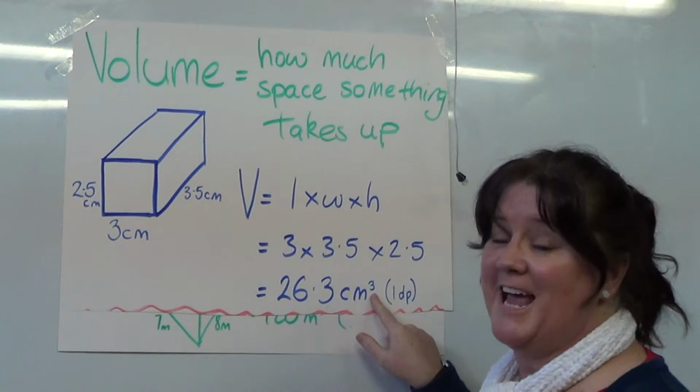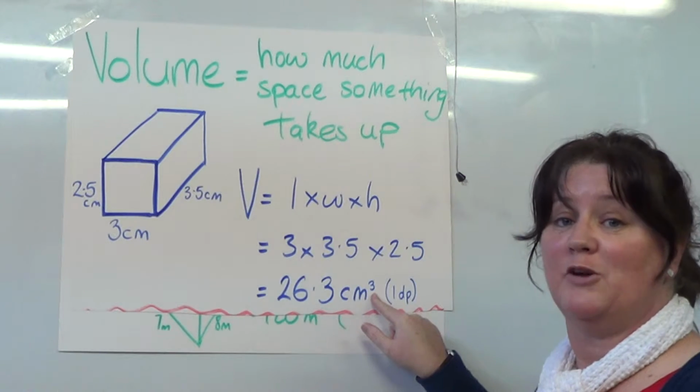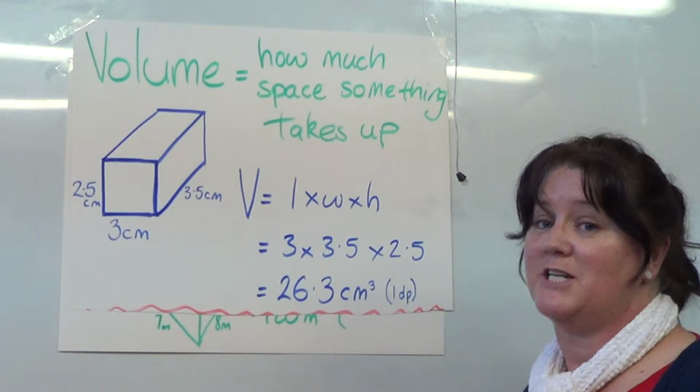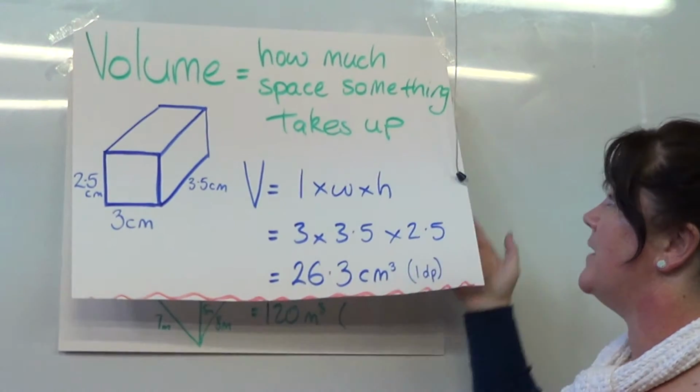We always put a 3 at the end to show that it's volume, the units, are cubed. Multiplied 3 things together, it's in 3 dimensions, we have a 3 on the centimetres, on the units.